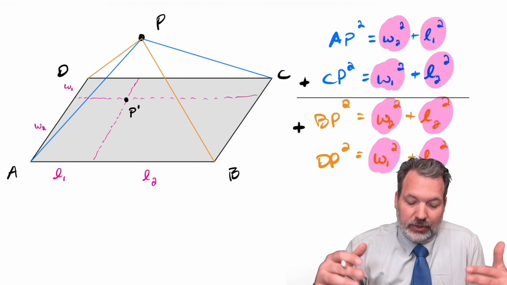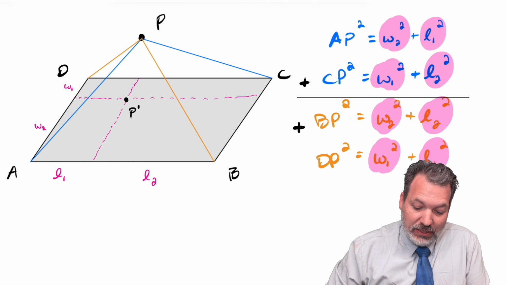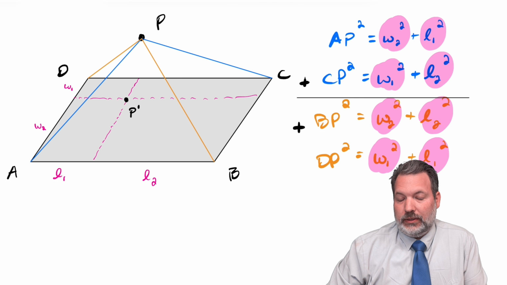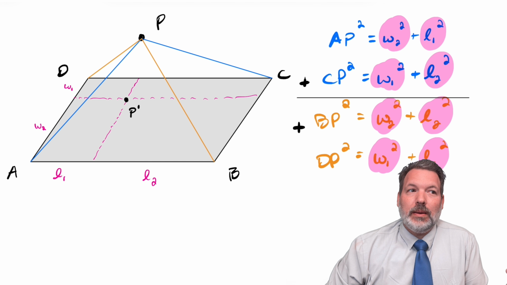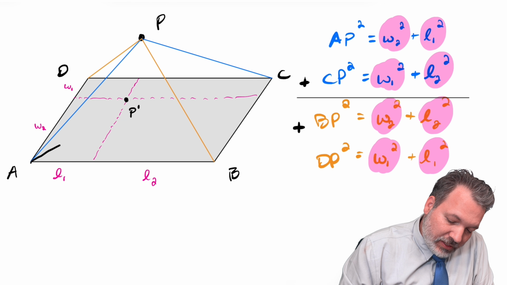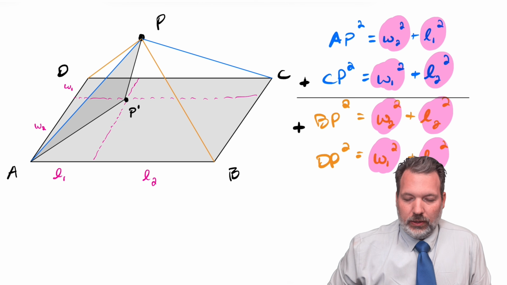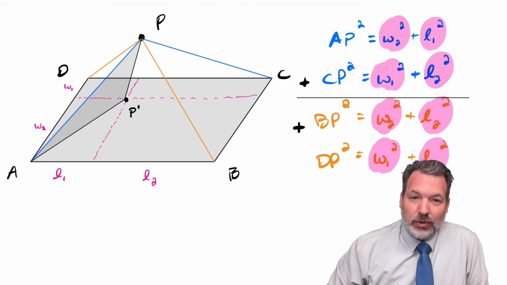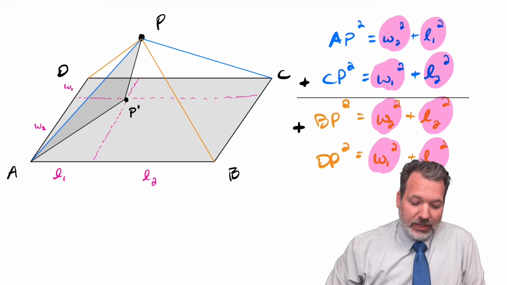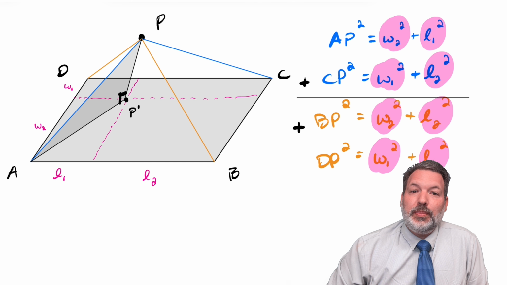we still have an AP squared, a CP squared, a DP squared, and a BP squared. I don't know why that's the order I chose. It's not the case anymore that AP squared is merely W2 squared plus L1 squared. Instead, that would be this length A to P prime. But if we connect P prime to P, oh my goodness, my graphing thing knew that I wanted to do this. What we see is another right triangle. This right triangle has hypotenuse AP, base length AP prime, and height of P prime to P, whatever that is.